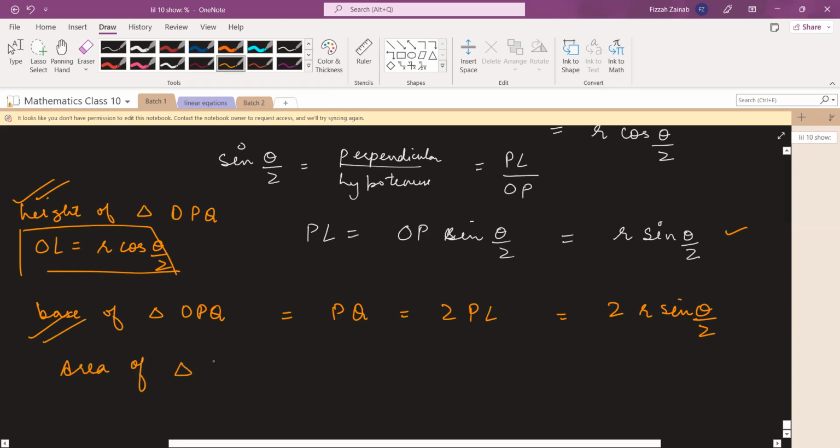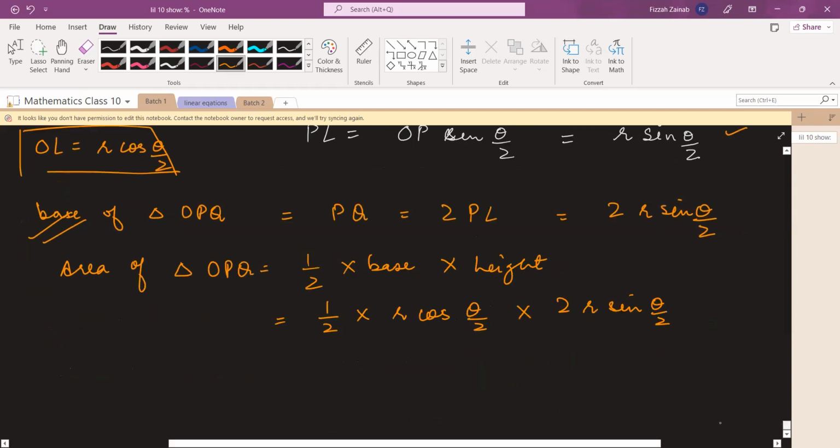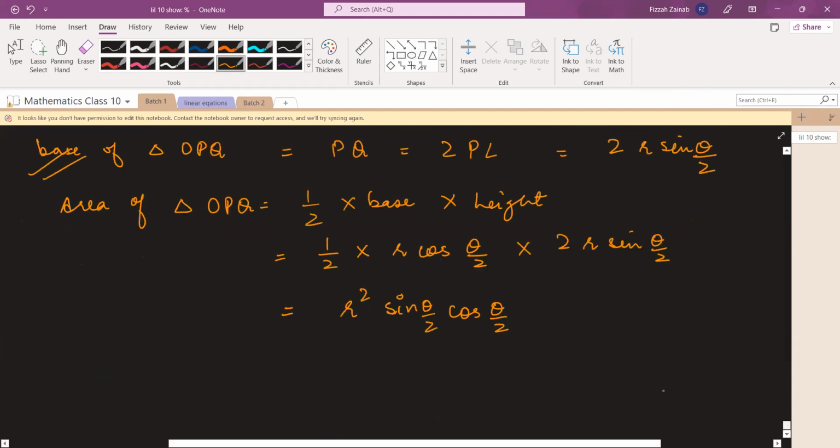Area of triangle OPQ is half into base into height. So just put the values now: half into base, which is 2R sine theta by 2, and height is R cos theta by 2. So this 2 cancels out, and R into R is R square, and then you have sine theta by 2 into cos theta by 2. Is that understood? So I have got the area of the triangle.